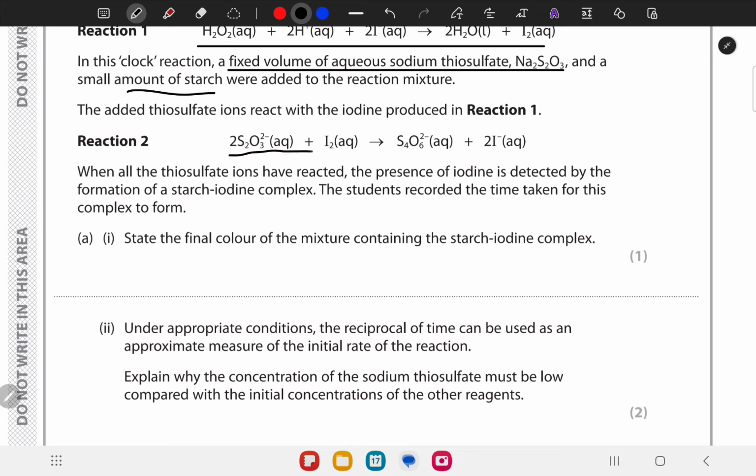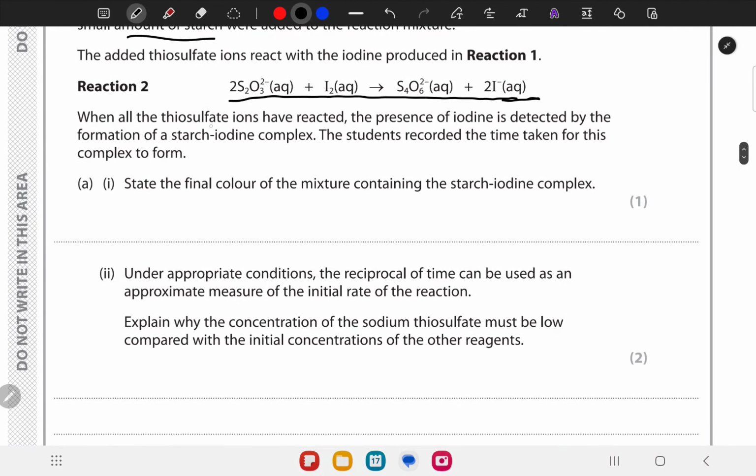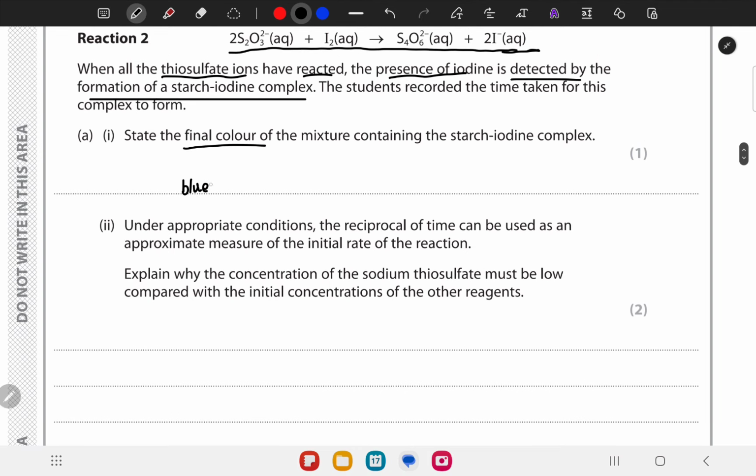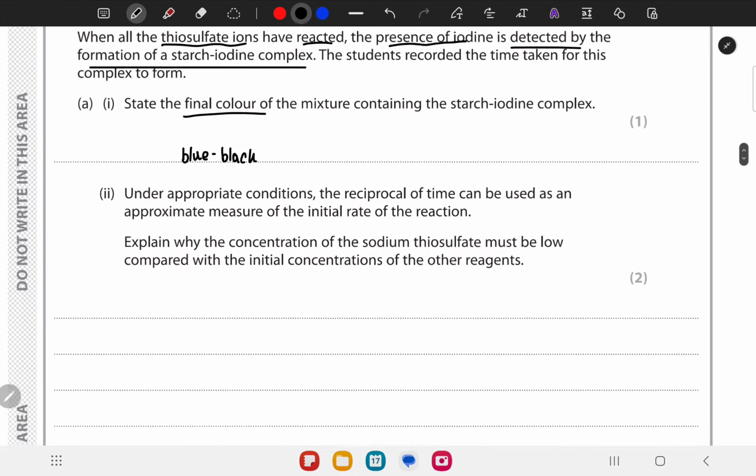Now the added sodium thiosulfate reacted with the iodine produced in reaction 1 to carry out this reaction. Now we are told that when all of the sodium thiosulfate ions have reacted, the presence of iodine is detected by the formation of starch iodine complex. We have to state the final color in the first part. This will be blue-black or blue, the color of the starch compound when it reacts with iodine.